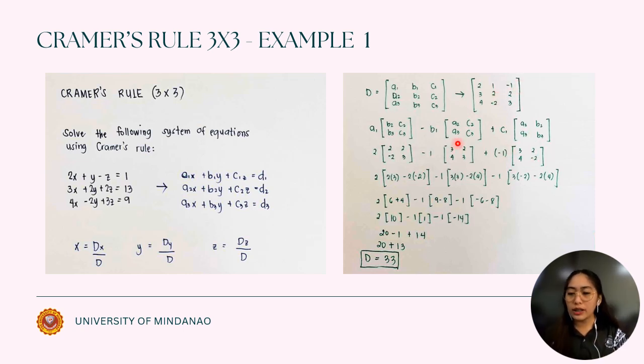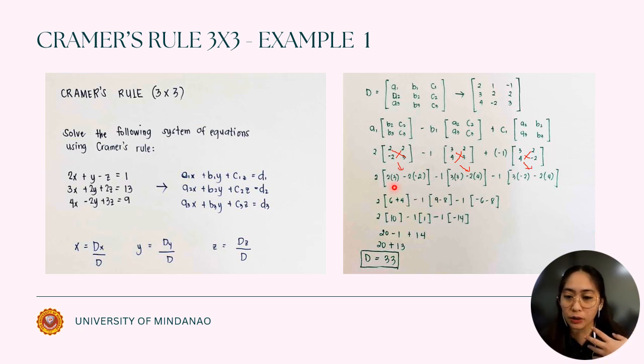So how do we solve next? Just copy the 2, then we will cross multiply it. How do we cross multiply? 2 times 2, 2 times 3, rather, minus 2 times negative 2. Thus, we have this part. 3 times 3, minus 2 times 4, thus we have this part. 3 times negative 2 minus 2 times 4, thus we have this part. So I hope you got it already.